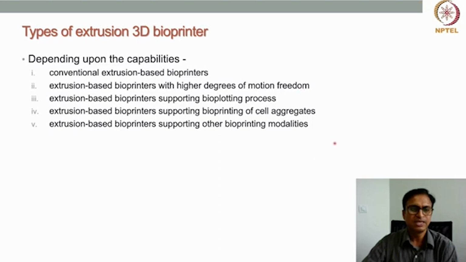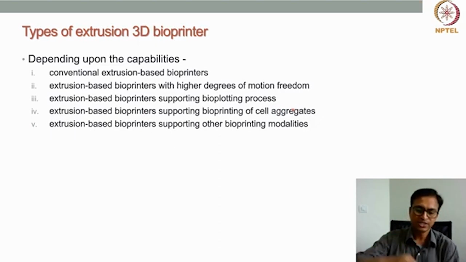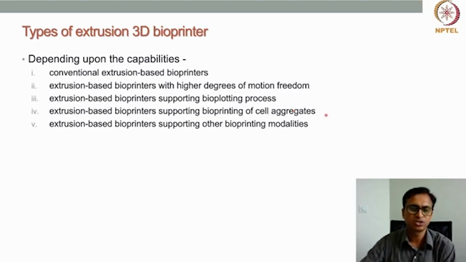Then certain extrusion-based bioprinters support the bioplotting process. That is a different process, where we can plot the materials as per our design. Some bioprinters also support cell aggregates, so cell aggregates can also be printed. What it does is go and pick cell aggregates, and then print them at certain pre-designed locations. So that kind of possibility is also there.